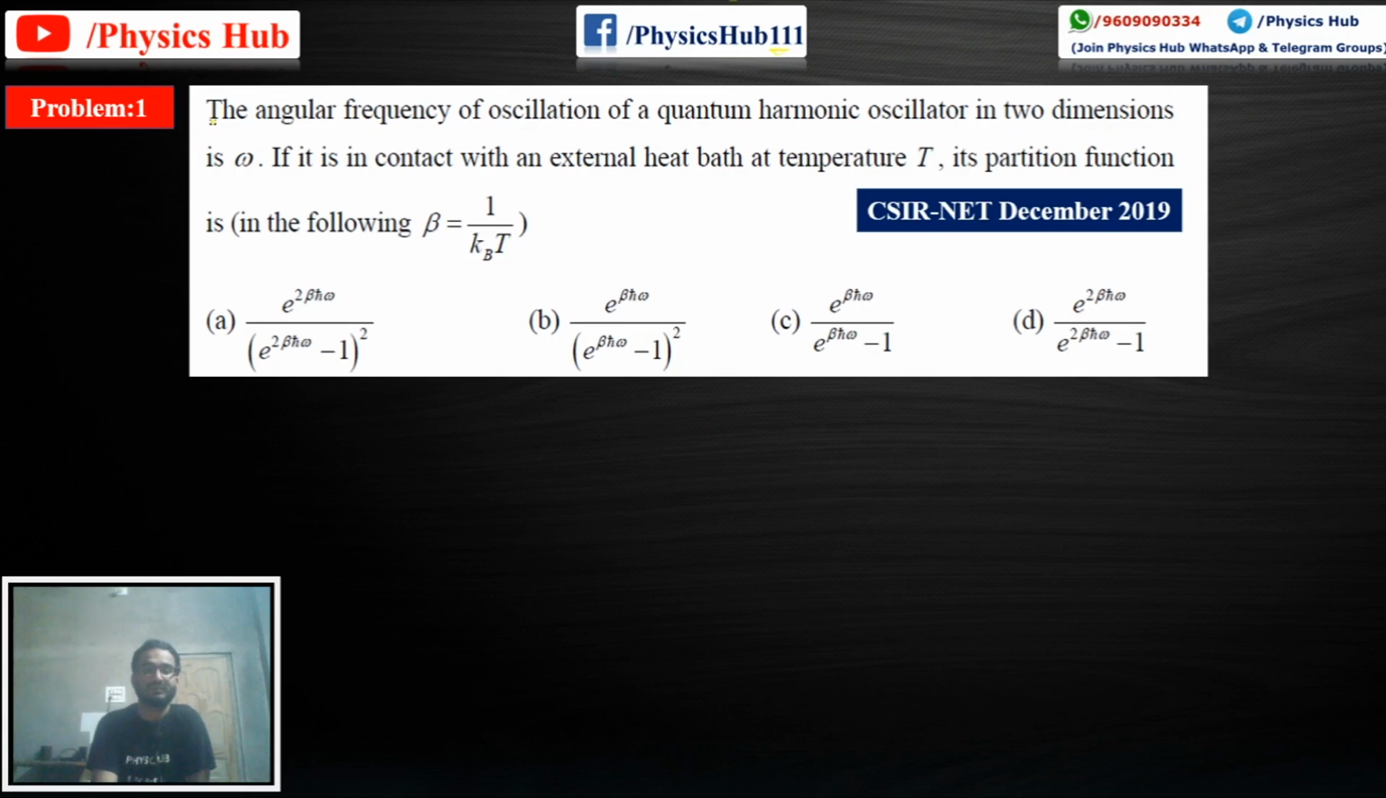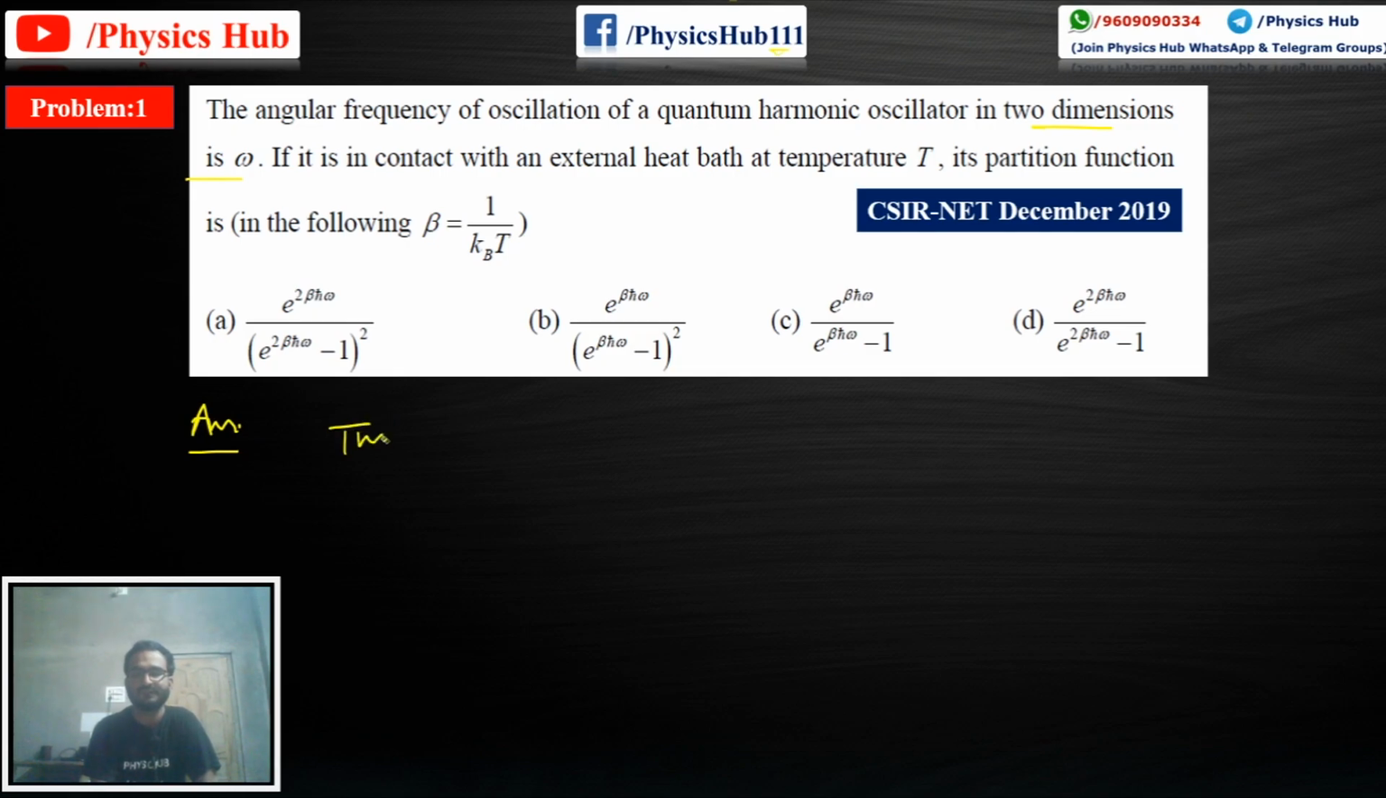So let's start with the first problem. The problem reads like this: the angular frequency of oscillation of a quantum harmonic oscillator in 2 dimensions is omega. If it is in contact with an external heat bath at temperature T, its partition function is? So how can you solve this problem? First of all, we have to find out the partition function.